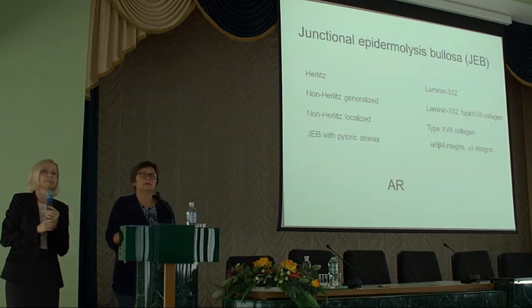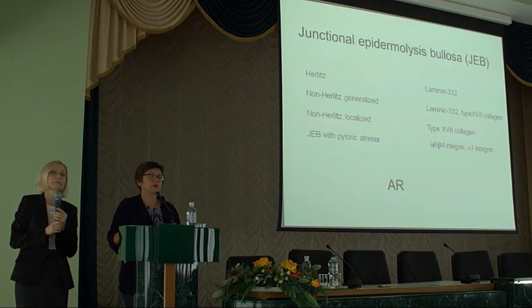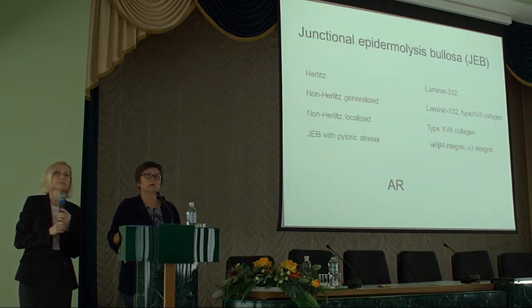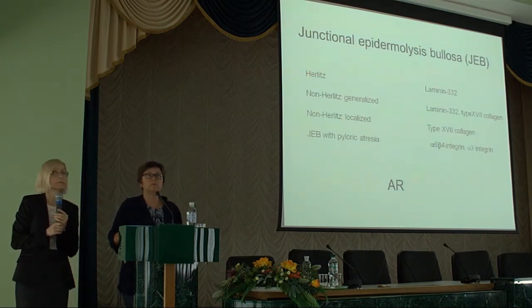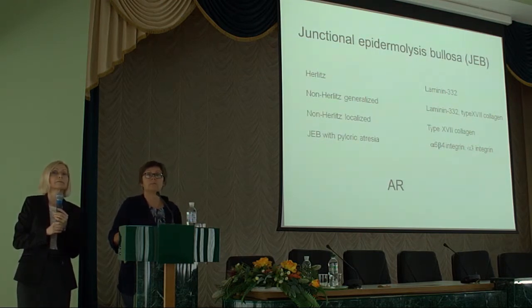And the second group is the junctional EB, and here you can find the Herlitz form. And in Sweden, Herlitz is the most common junctional EB form. And the other severe form is junctional EB with pyloric atresia.